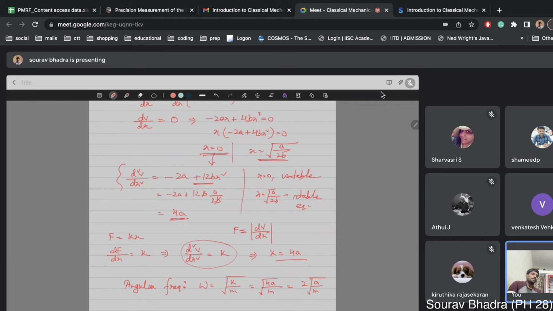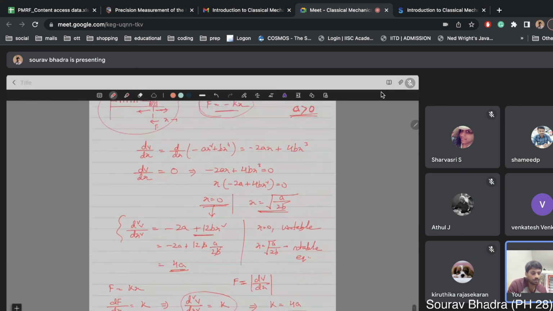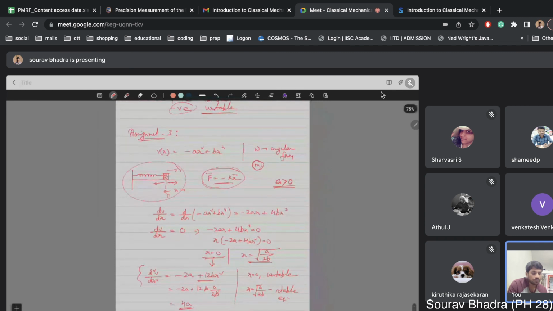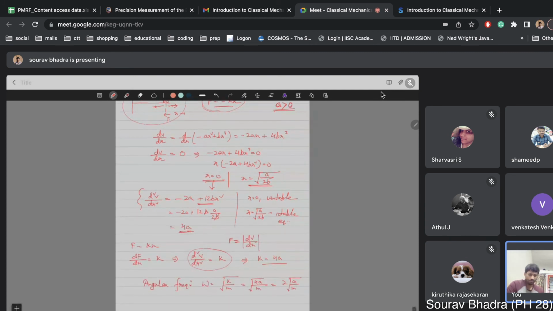So this is the method to calculate the angular frequency from a given potential. You will find a similar type of problem in your assignment. Just the expression of the potential will be given with proper conditions, with a and b greater than 0 or less than 0 or whatever, and from that you have to calculate the angular frequency. So I think by using this method you can calculate the angular frequency of the system.